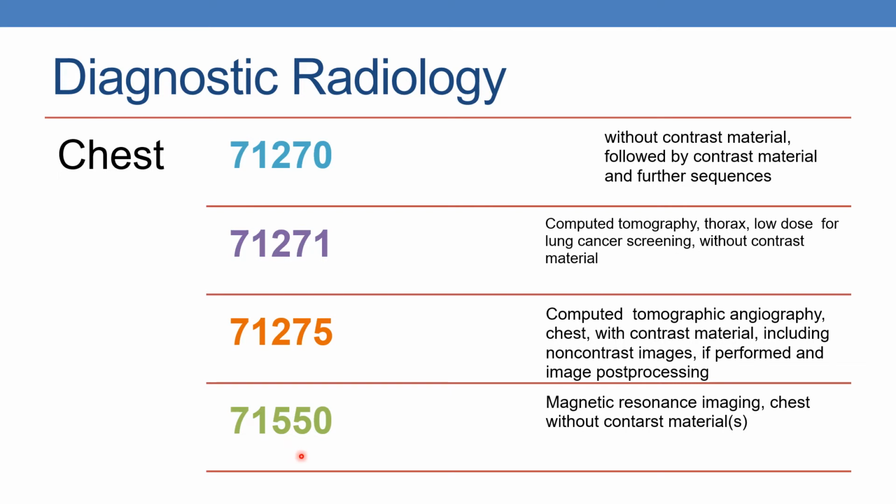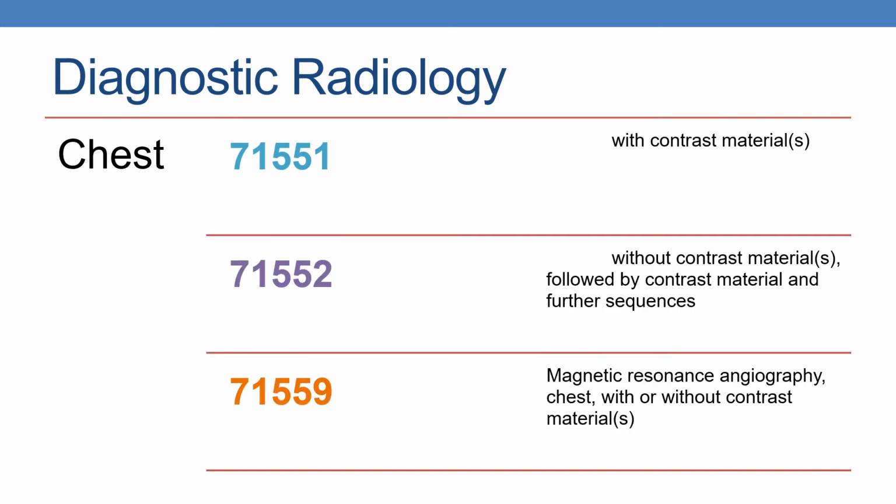The next is 71550. Magnetic resonance imaging chest without contrast material. The next is 71551. MRI chest with contrast. 71552 is MRI chest without contrast followed by contrast material and further sequencing. Next 71559. Magnetic resonance angiography chest with or without contrast material. MRA of chest with or without contrast material.